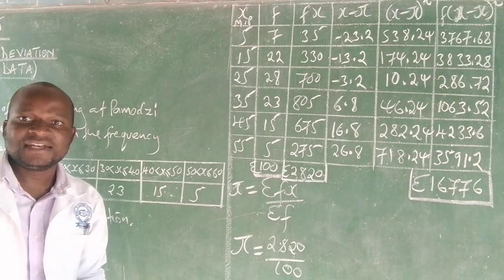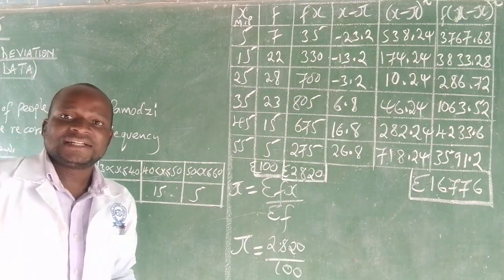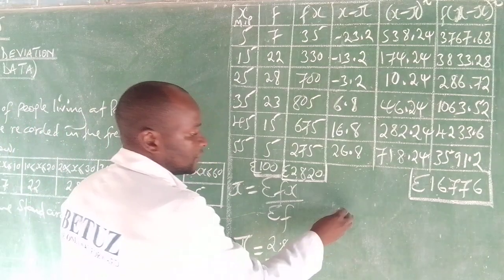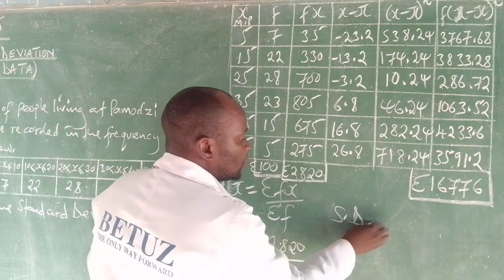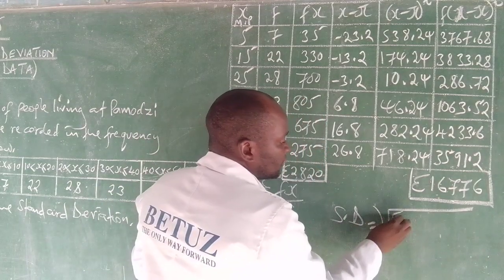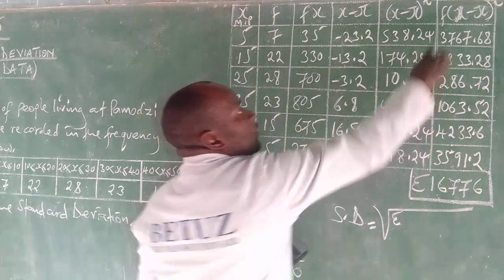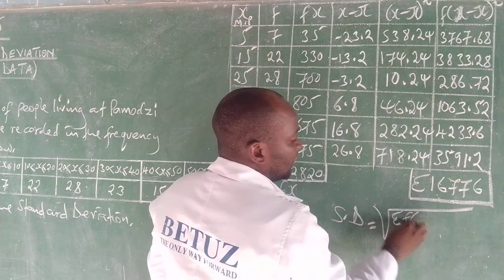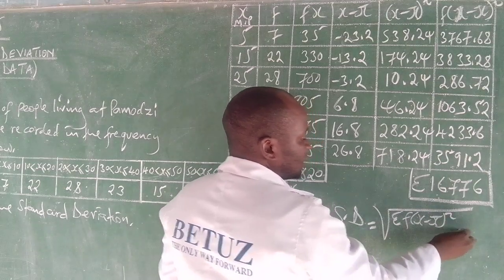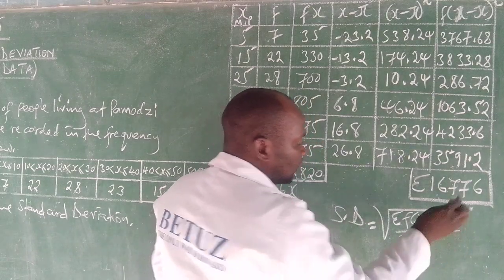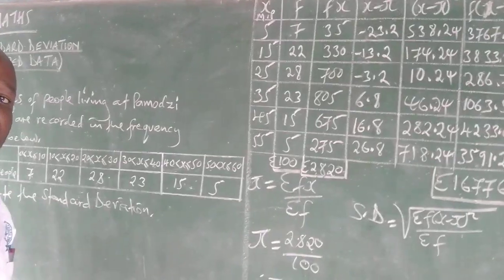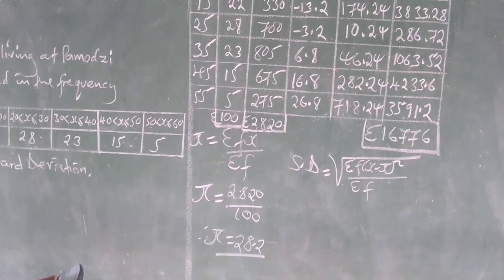Then after that is done, we go to what we call the standard deviation. Standard deviation will be found as follows. SD, which stands for standard deviation, is equal to the square root of the summation of f in brackets x minus the mean squared, divided by the summation of f. That is how we find the standard deviation if we are using that kind of a method.